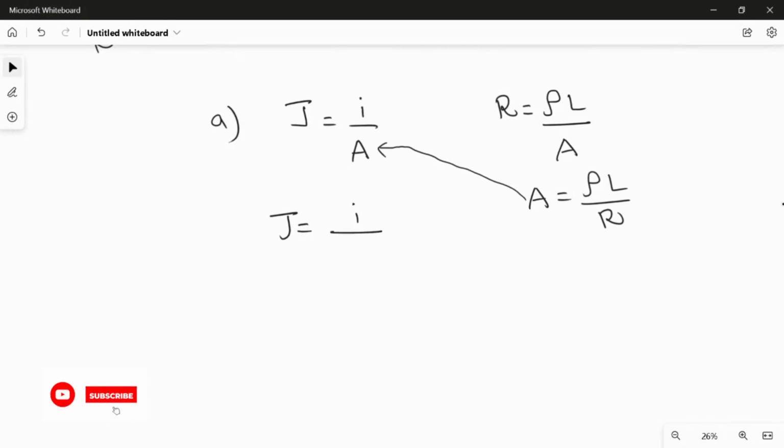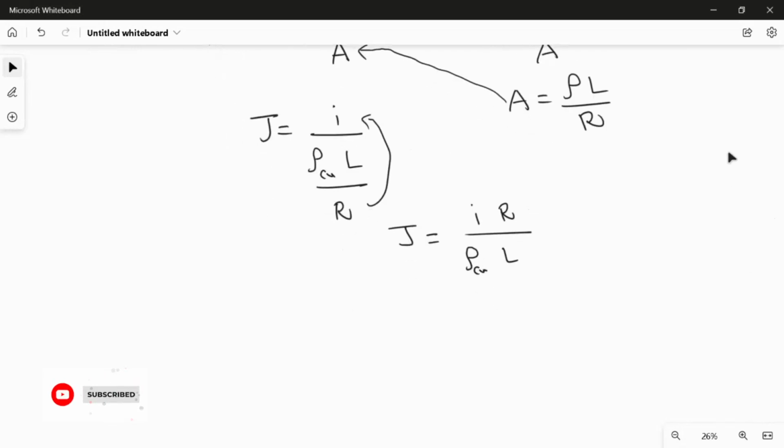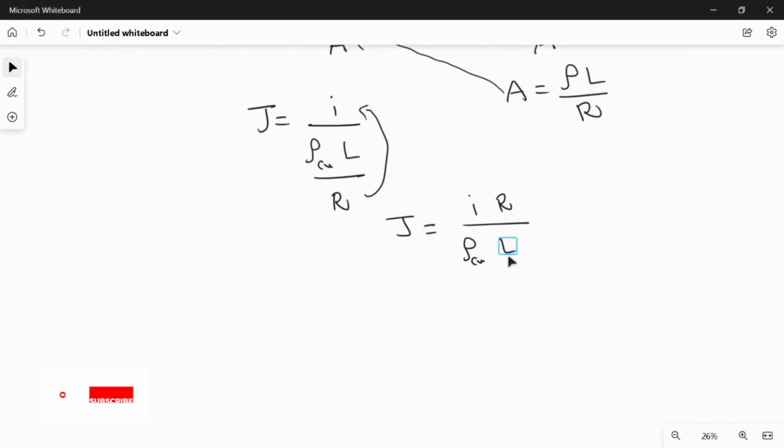By that, the current density equation is modified as J equal to current divided by the resistivity of the copper multiplied by the length divided by the resistance. So this resistance will go to the top. By that, the current density equation, J, is equal to current multiplied by resistance divided by the resistivity of the copper multiplied by length. Now you have to see this equation, the resistance and length.